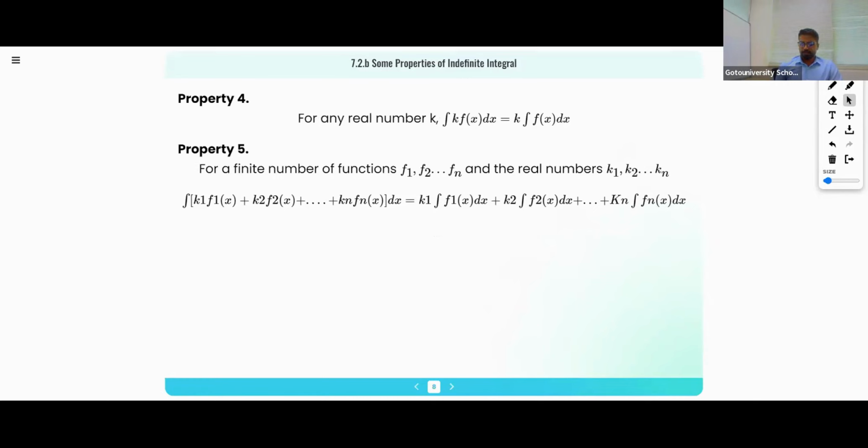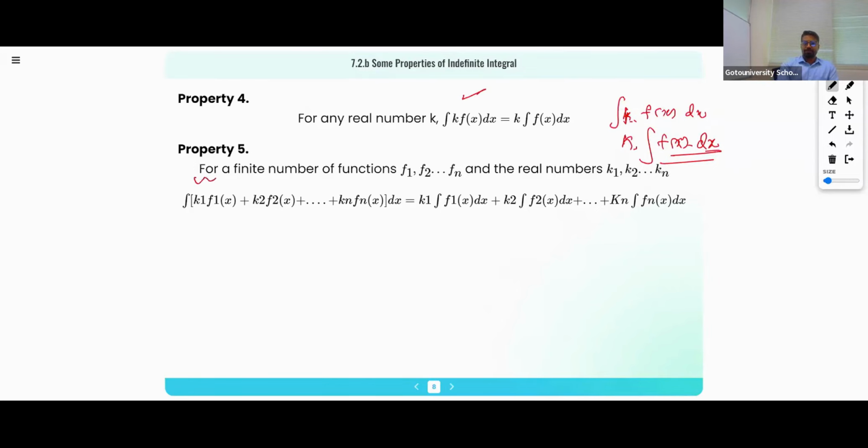For any real number k, k is a constant here. It's a real number, not a variable. For any real number k, the integral of k into f of x dx: I can take the k outside as it's not a variable of integration, and I can integrate the remaining function alone. Okay, so this is another property.